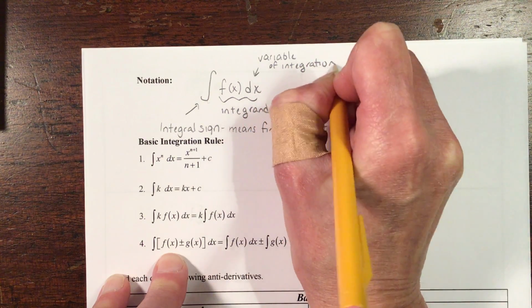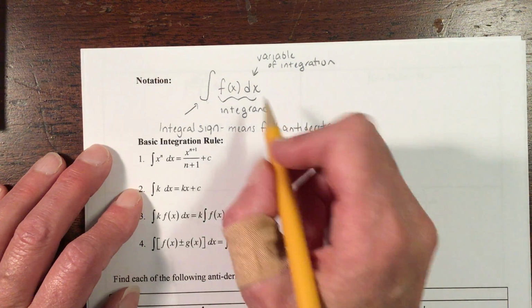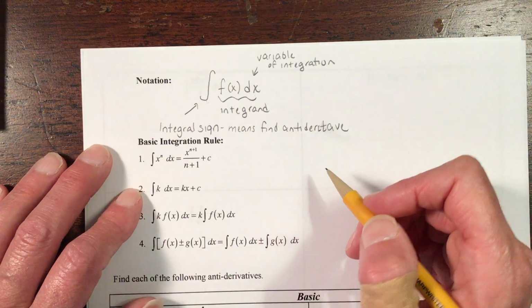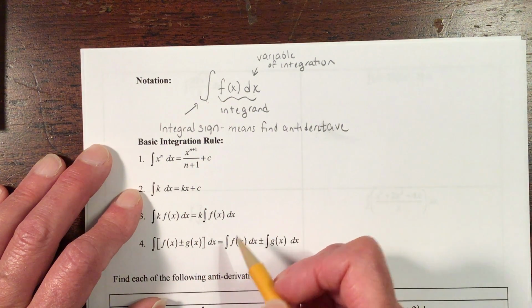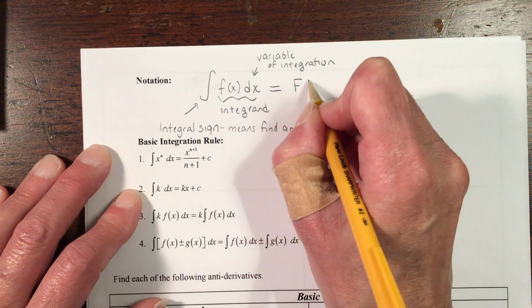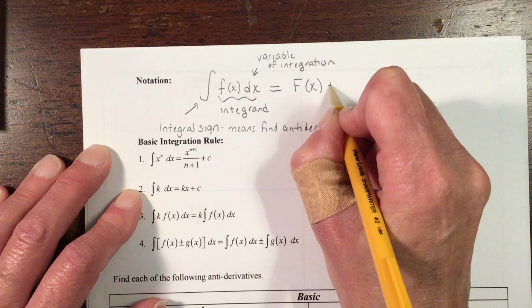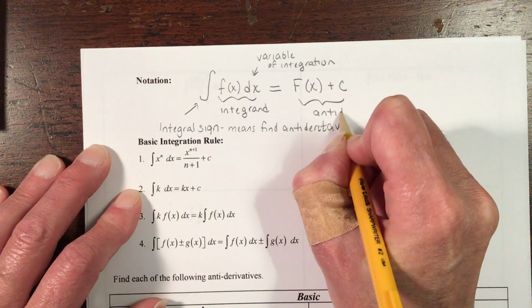I know you're probably really mad that I'm making you write all this stuff down, but it really is important. You know how I stress understanding what things mean. So if we take the antiderivative like we did on the other page and we go in the backwards direction and we undo, then we get this guy here, which is our antiderivative.